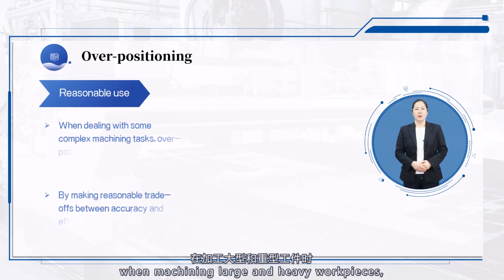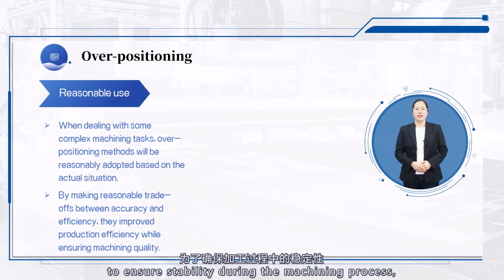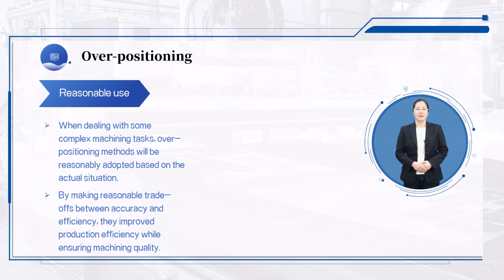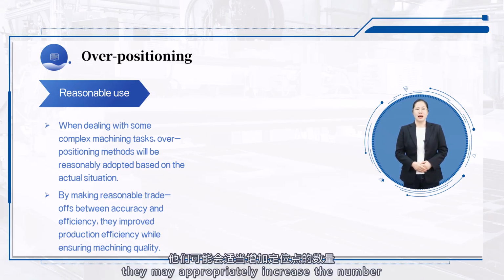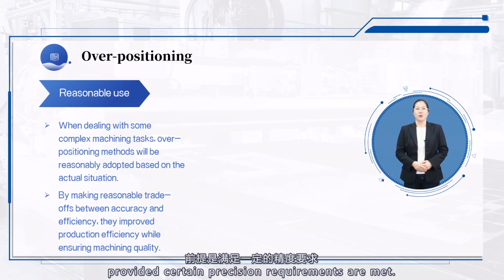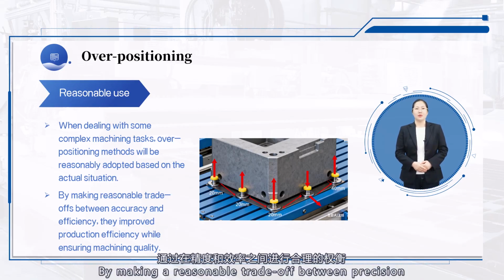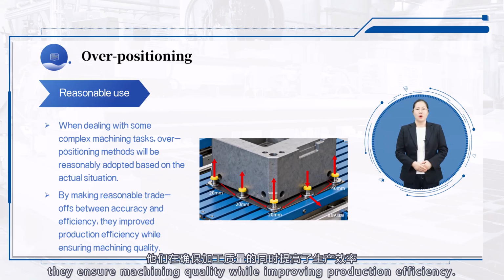For example, when machining large and heavy workpieces, to ensure stability during the machining process, they may appropriately increase the number of positioning points, using over-positioning to enhance the rigidity of the workpiece positioning, provided certain precision requirements are met. This is not a compromise, but a demonstration of engineering wisdom. By making a reasonable trade-off between precision and efficiency, they ensure machining quality while improving production efficiency.